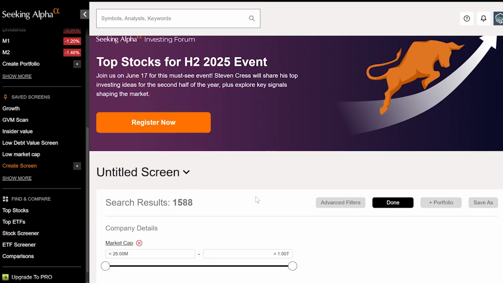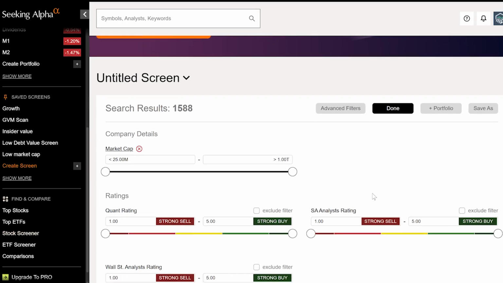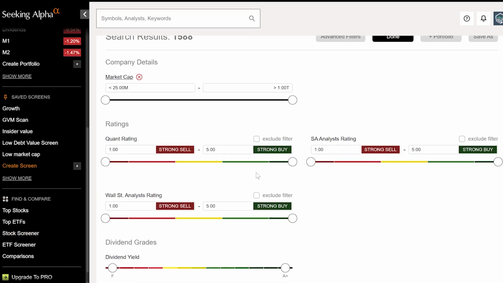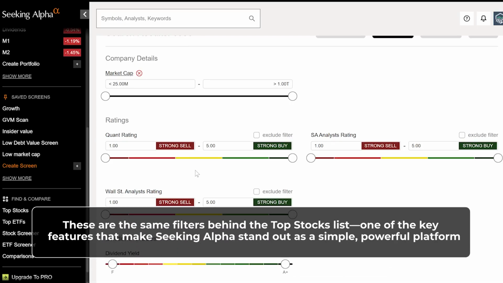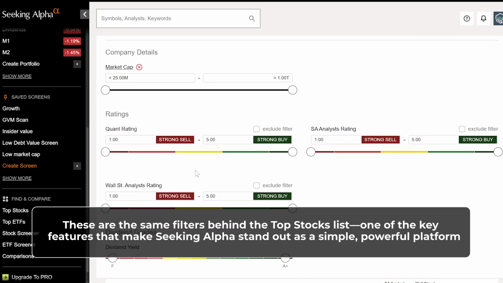Going back to the screener, if we want to create our own screen, there's a ton of different options here. You can see that Seeking Alpha starts you out with some popular filters like market cap, quant rating, Seeking Alpha analyst rating, and Wall Street analyst rating. These are, again, all the same filters that go into this top stocks list. And that's one of the features that makes Seeking Alpha really stand out as a great and easy to use platform.